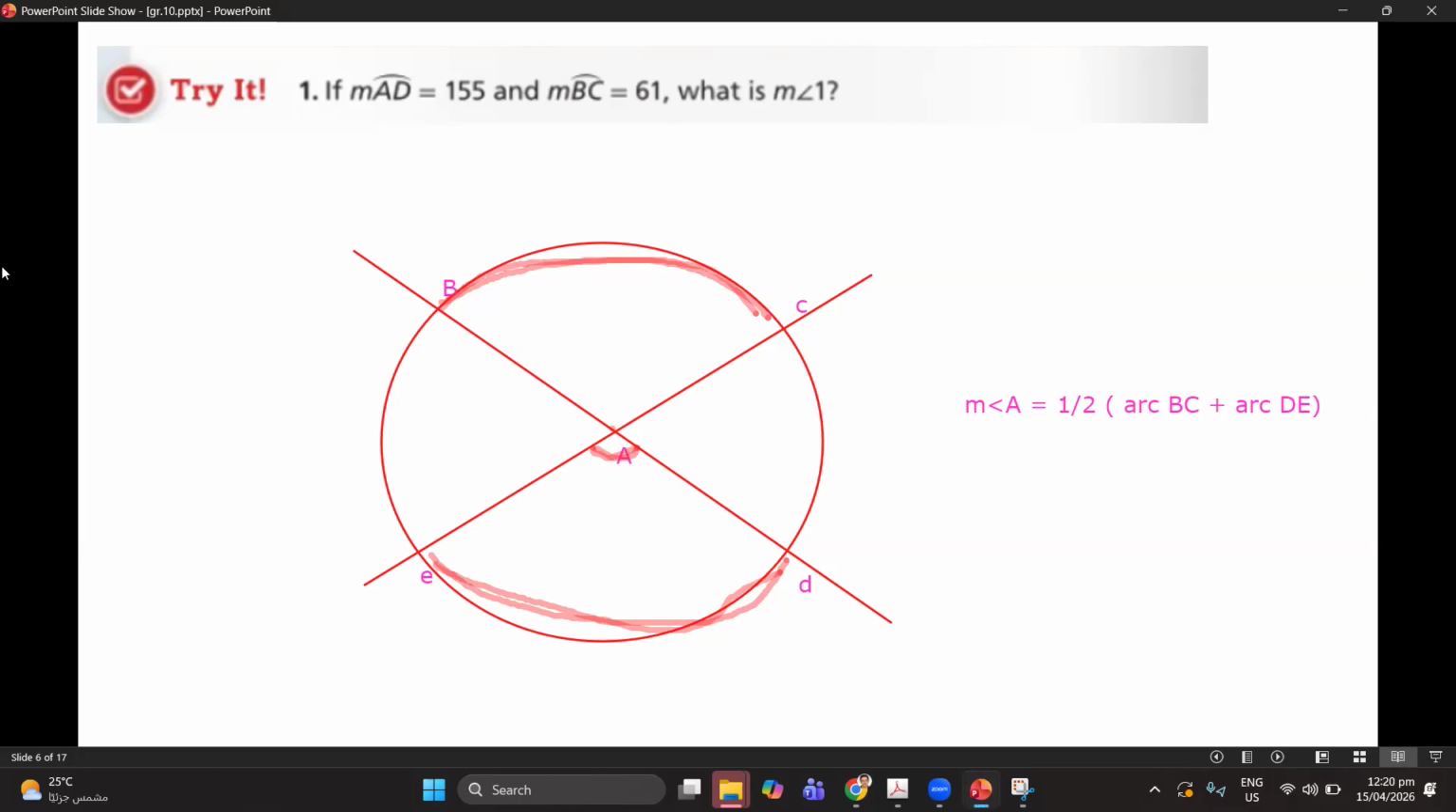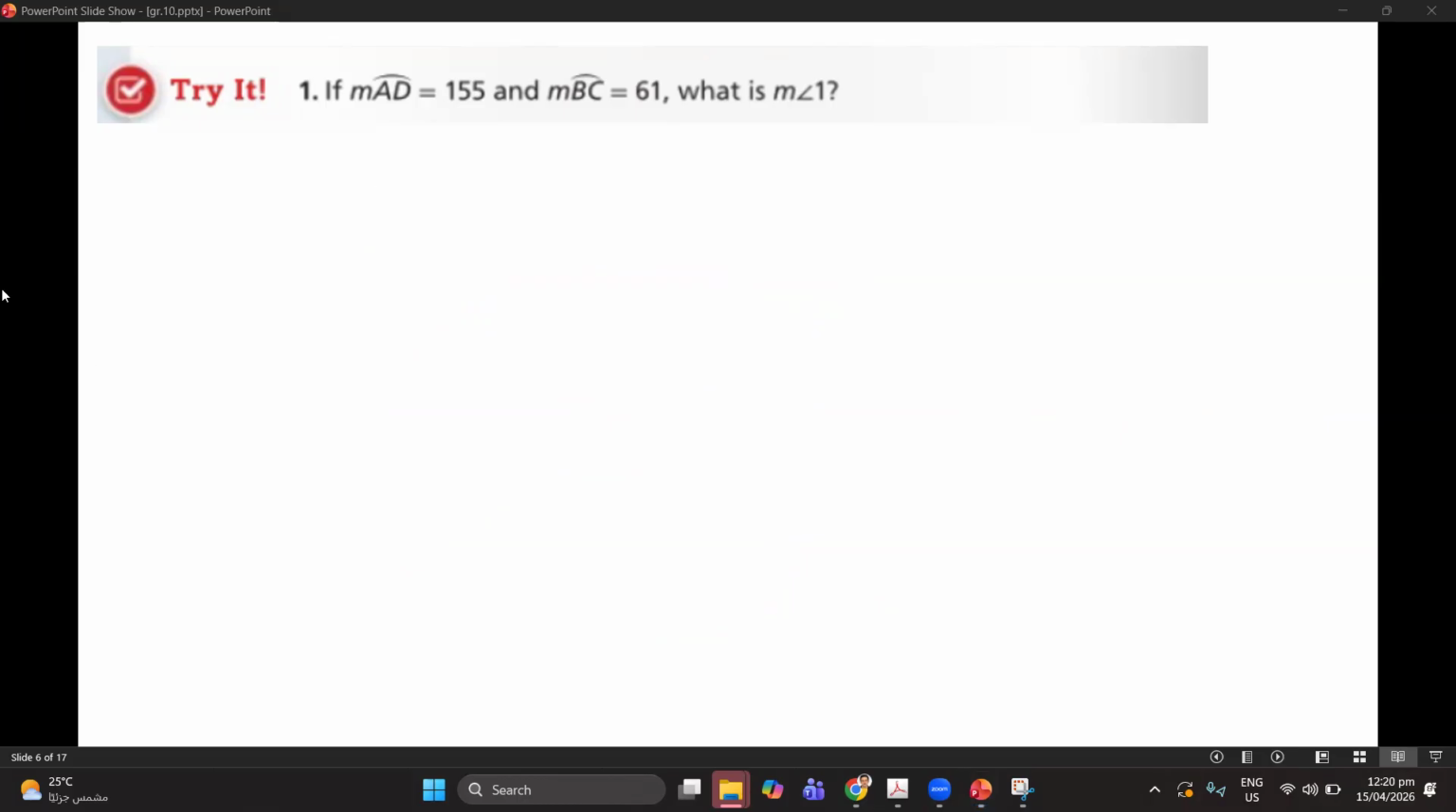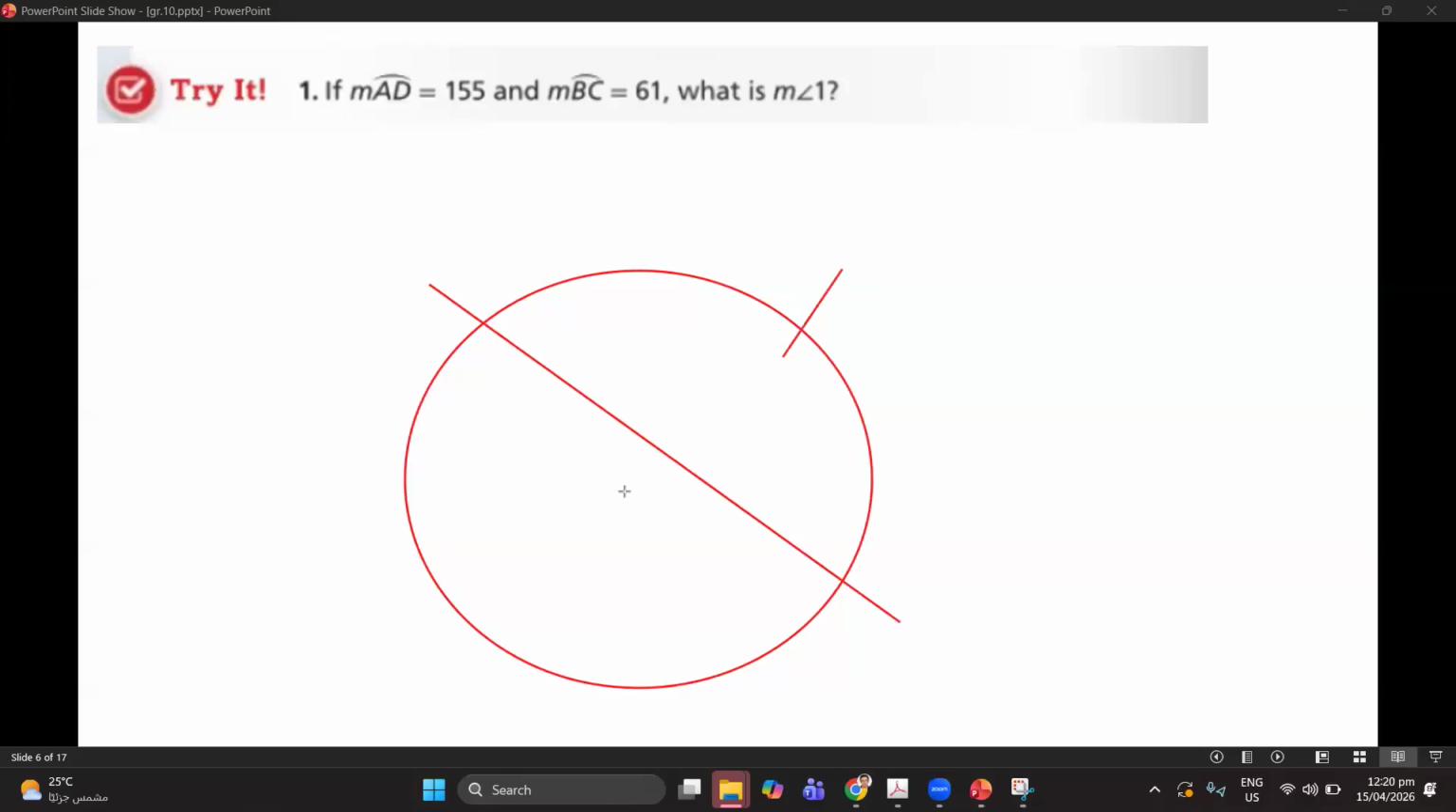So now let's have this example. I have a circle, and for this circle I have two secants that are intersecting inside the circle, but not at the center. Given that here I have A, here I have D, here I have B, and here I have C. And here I have angle 1.